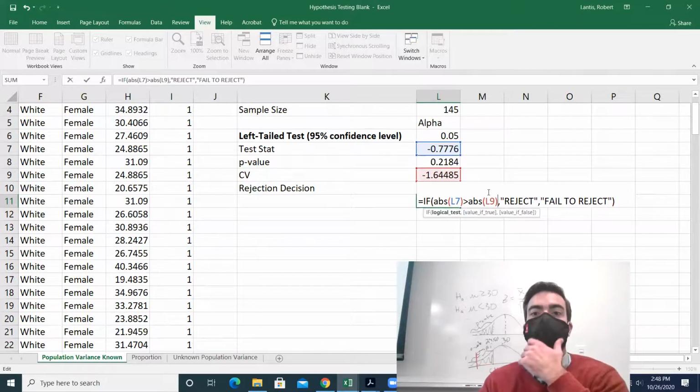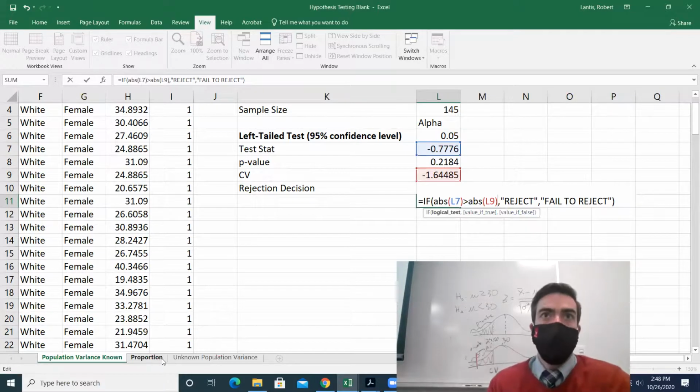The reason this is helpful is that if you always write it this way, putting the absolute value function on a right-tailed test changes nothing. If I put it on the left-tailed test, it allows me to always say, is the test statistic larger in absolute value than the critical value? And this also helps me once I get to a two-tailed test.